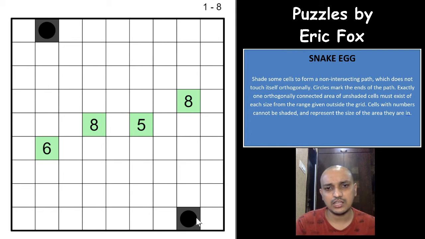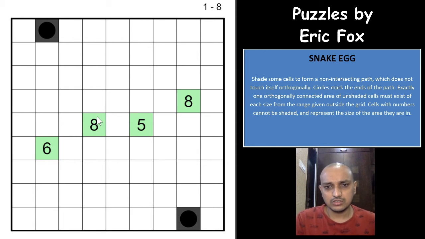So if the area is 1, you need to have 1 unshaded cell. You need to have 2 unshaded cells in a different area of 2 unshaded cells. So in that way you need to have 8 areas which are uncovered by the snakes, from 1 to 8, right? So the easiest thing is that there is only one way that you can make the 8 happen, right?